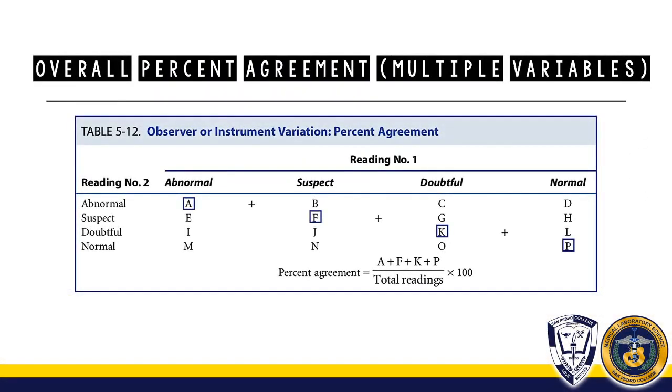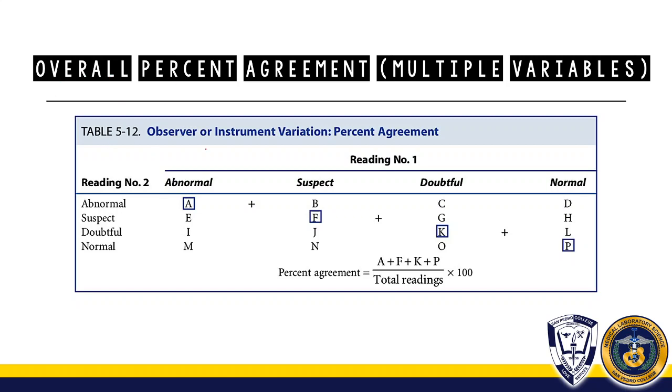Next, how about multiple variables? When we say multiple variables, the result of your test is not just positive or negative, but many possible readings, such as abnormal, suspect, doubtful, normal. It is the same approach. The basis for multiple variables is again where they agreed, so we are looking at the overall percent agreement.